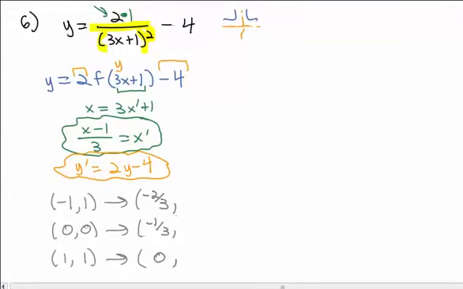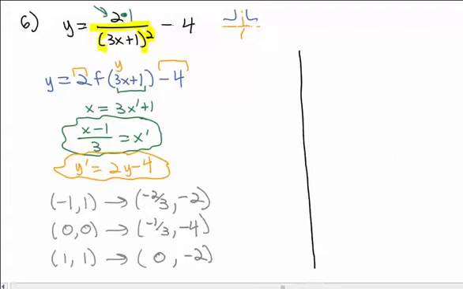For the y's, we multiply by 2 and subtract 4. 2 times 1 is 2, minus 4 is negative 2. 0 times 2 minus 4 is negative 4. And again, 1 times 2 is 2, minus 4 is negative 2. And so now we have all the points we need.